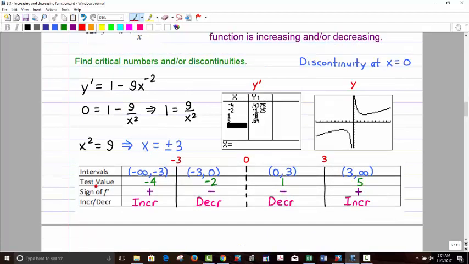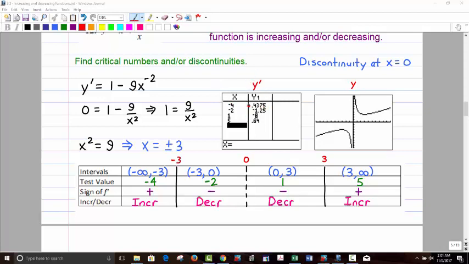So let's see. I picked a test value of negative 4 to represent the left one. Between negative 3 and 0, I took negative 2. Between 0 and 3, I took 1. And then between 3 and infinity, I took 5. Now you might be wondering, what if it's consecutive integers, like from 1 to 2? Well, then you would have to use a decimal value, because between 1 and 2, you'd have to use 1.5 or something like that. But that's what calculators are for. It's easy to plug in.